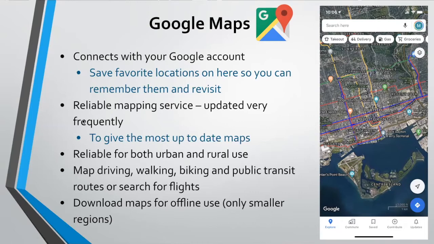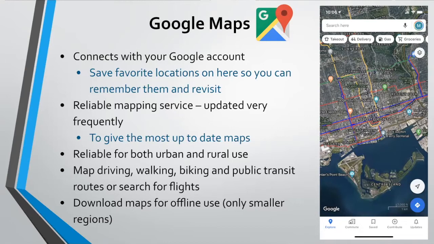It gives you reliable mapping service, and it's updated very frequently. We all know that Google has a car going around and creating Google Earth, so it's pretty reliable. It gives you the most up to date maps. It's also reliable for both urban and rural use. And you can map driving, walking, biking, and public transit routes or search for flights.